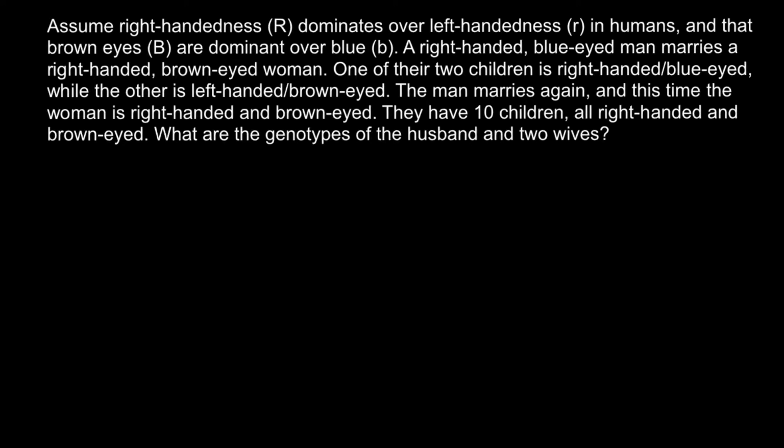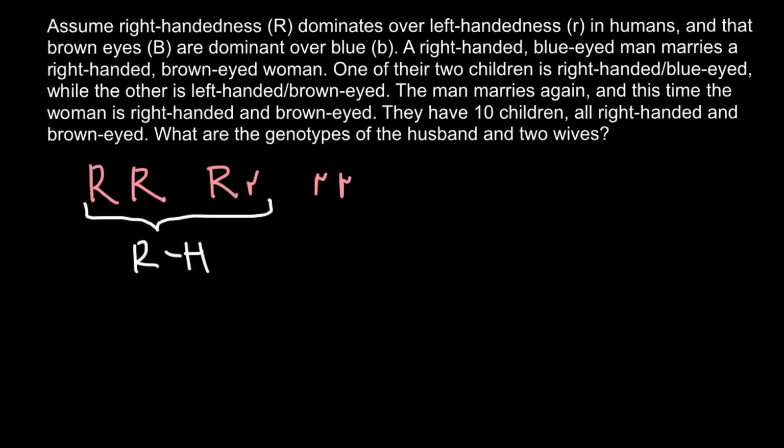Let's first of all agree about notation. We have two traits: one is right-left-handedness, another is color of the eyes. Let R stand for right-handedness, which is the dominant trait. In a diploid organism, dominant and recessive alleles can make three genotypes: capital R capital R, capital R small r, and small r small r. The first two genotypes make one phenotype, right-handedness, and the homozygous recessive genotype makes another phenotype, left-handedness.